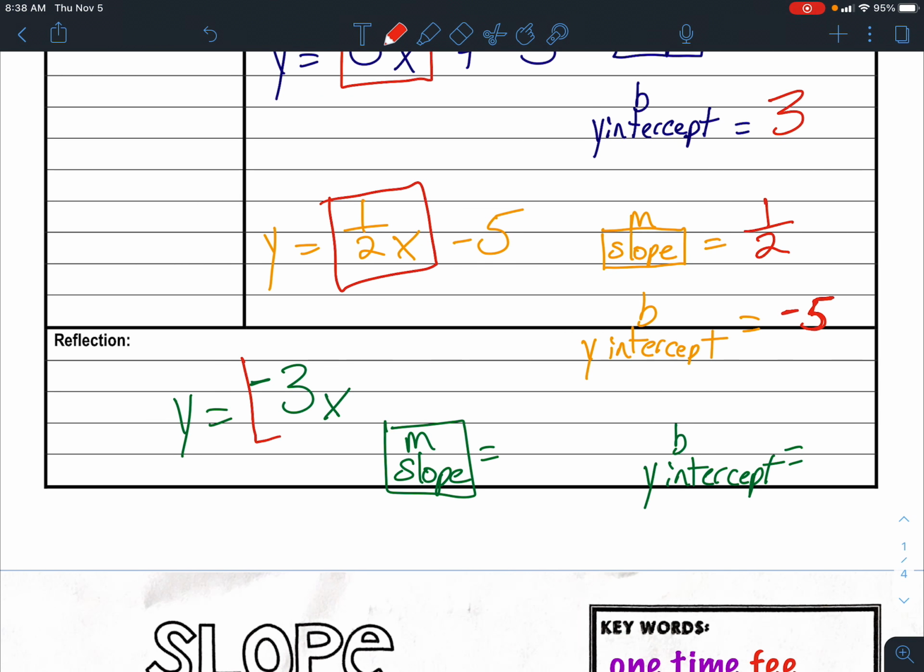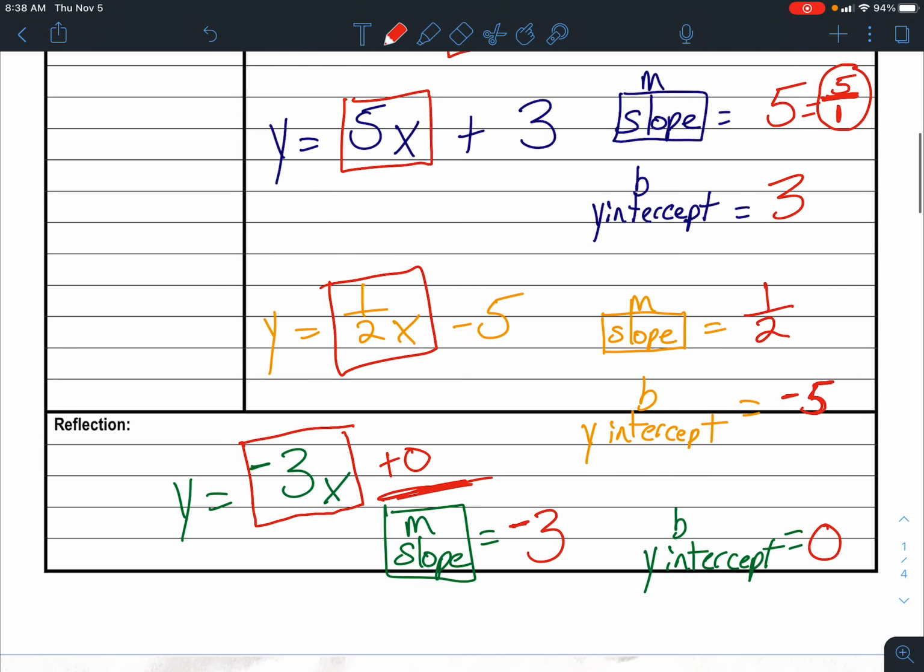And now for this last one. So y equals negative 3x. So here I have a negative 3 as my slope. Okay? And my y-intercept, there's nothing outside my box. So remember, if there's nothing outside your box, it's the same thing as plus 0. So my y-intercept is going to be 0.